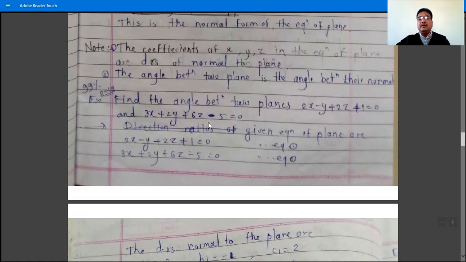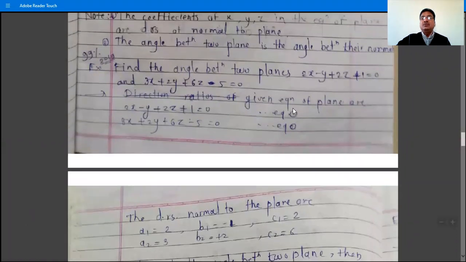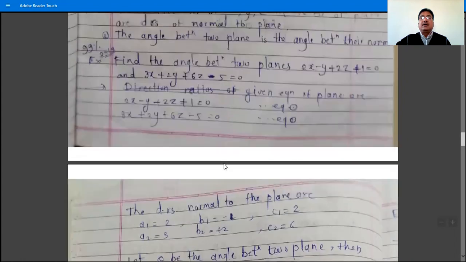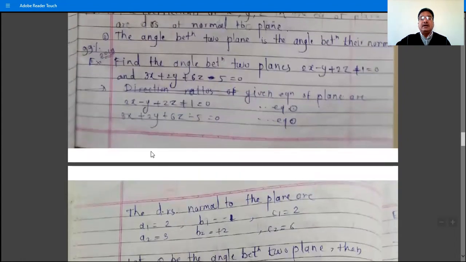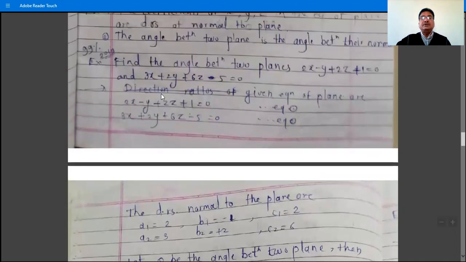Now we have to find the angle between these two planes, and we will find the angle between their normals. And in order to find the angle between two normals, we have to find the angle between two lines. And in order to find the angle between two lines, either the direction ratios or direction cosines of those two lines are required. So what are the direction ratios of normal to the planes? The coefficients of x, y, z.